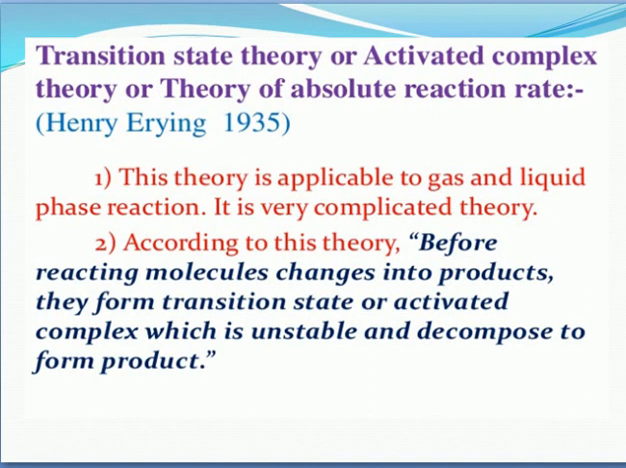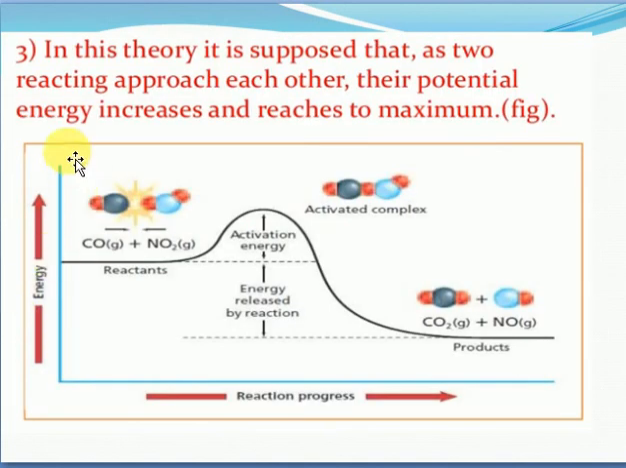Okay, this is unstable and decomposition. You'll get one graph here. Suppose you look at this one: carbon monoxide and nitrogen dioxide both react together, with proper orientation. They have some activation energy, they convert, and they form one intermediate state.